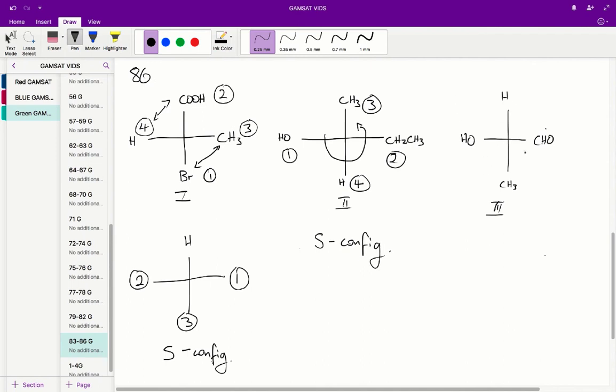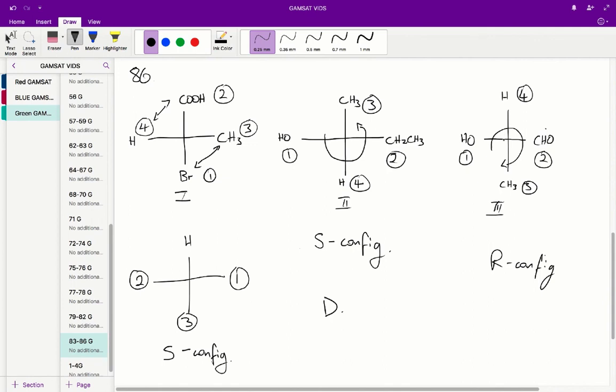And finally, we have this. Let's list our priorities. Again, luckily we've already got our hydrogen facing away from us, and when we go from priority 1 to priority 3, we're going in a clockwise direction. So this is an R configuration. So overall, structures 1 and 2 are S configuration, so therefore D is the correct answer for question 86.